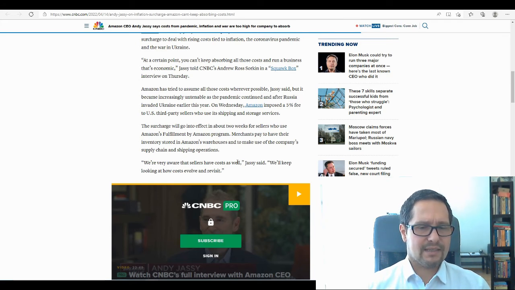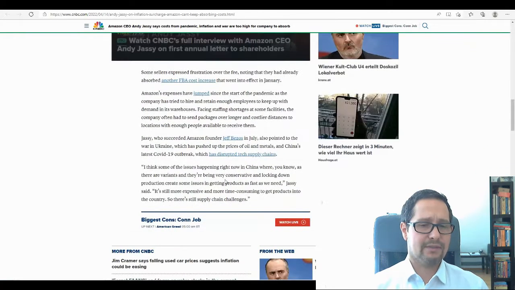And of course they have these troubles as well. "We are very aware that sellers have costs as well," Jassy said. "We'll keep looking at how costs evolve and revisit." Some sellers expressed frustration over the fee, noting that they have already absorbed another FBA cost increase that went into effect in January. Amazon's expenses have jumped since the start of the pandemic as the company has tried to hire and retain enough employees to keep up with demand in its warehouses. Facing staffing shortages at some facilities, the company often had to send packages over longer and costlier distances to locations with enough people available to receive them.